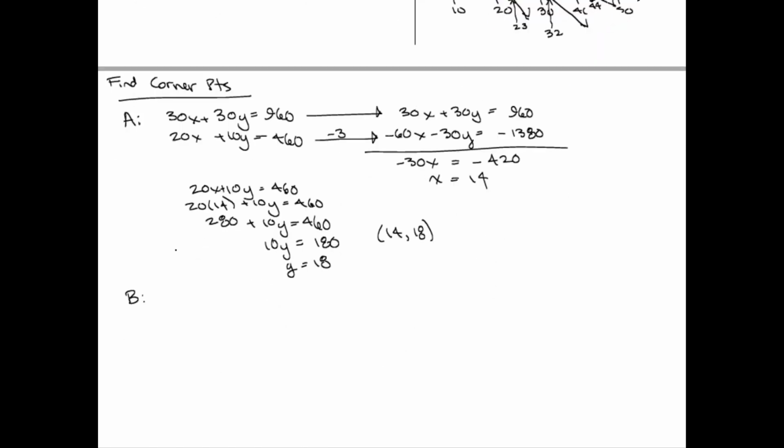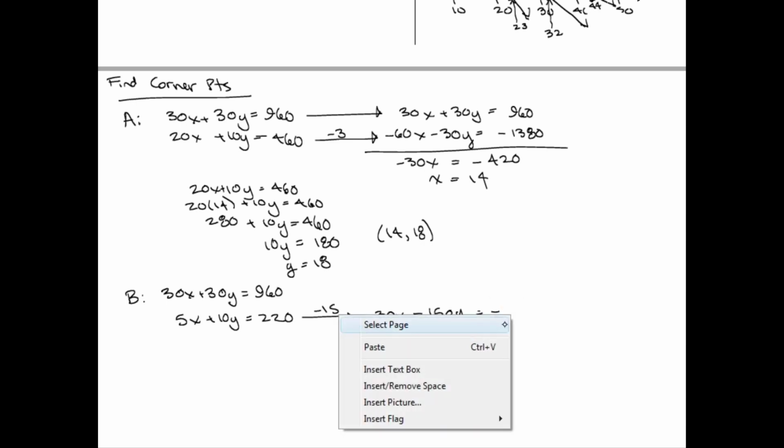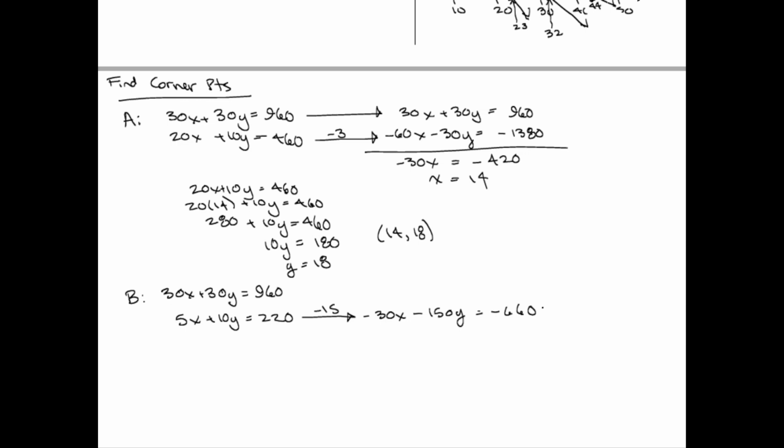So I have 30x plus 30y equals 960, and I have 5x plus 10y equals 220. If I multiply this one by negative 15, I will get negative 30x, negative 150y equals negative 660.